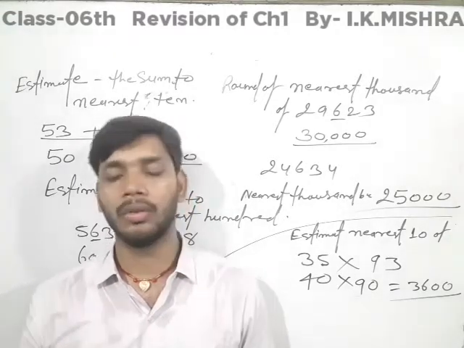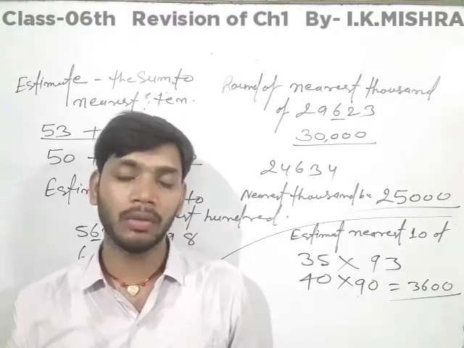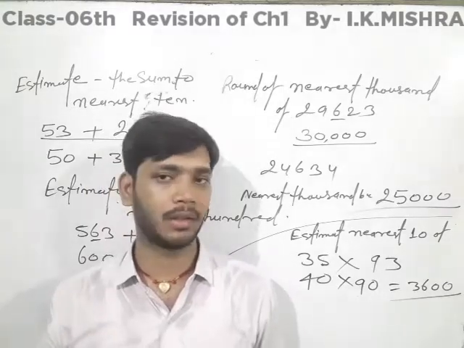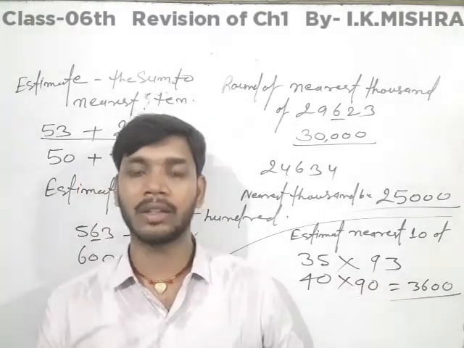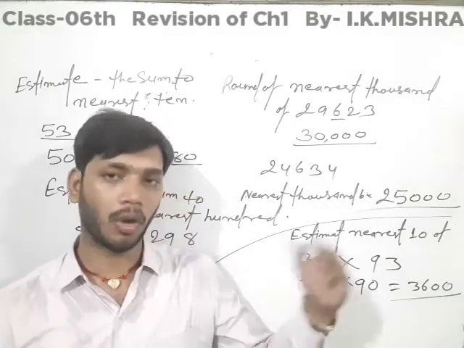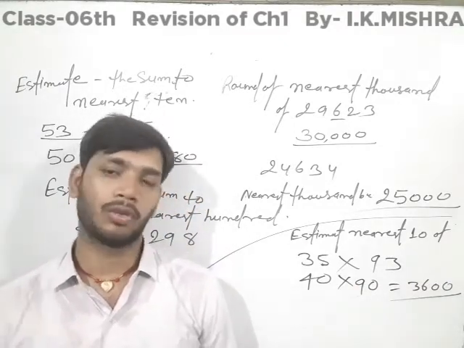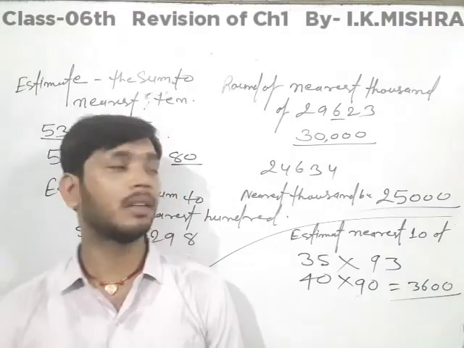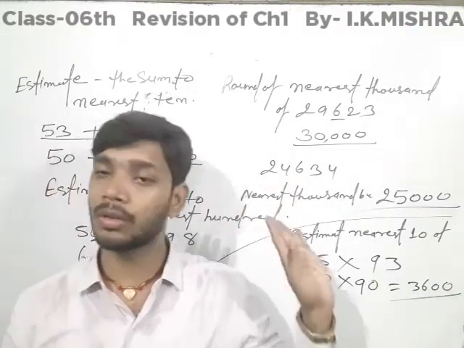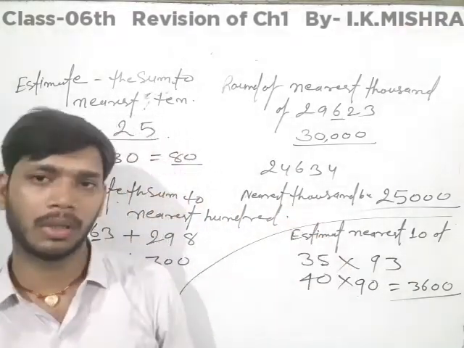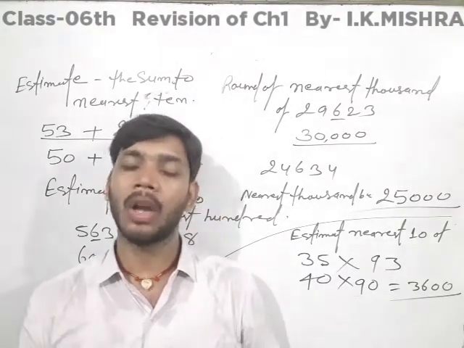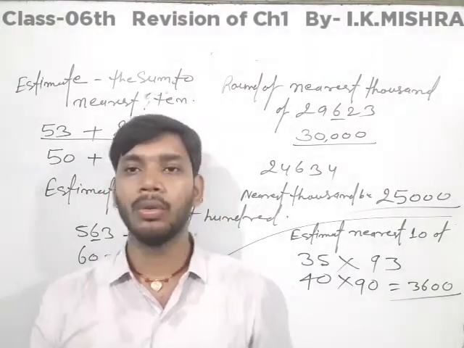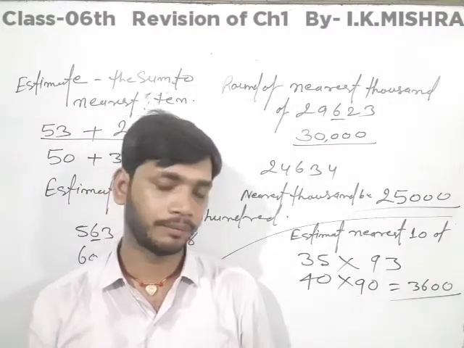Similarly, students, you can find the addition, subtraction, and multiplication of nearest 10, nearest 100, nearest 1000. First of all, do the rounding of the numbers, that is, find the nearest 10 or nearest 100, and then do the operation. So students, I think you will complete the estimation related questions in exercise 1D and 1E. Now proceed to know about Roman numbers.